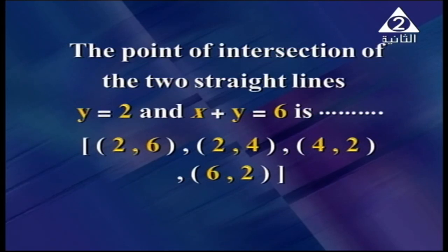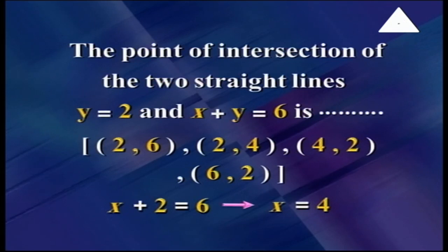At the very beginning, you notice that y equals 2. So by substituting, you are going to find that x plus 2 equals 6. In this case, we can find the value of x, yes, that's correct, it is 4. So our solution set, or the point of intersection of the two straight lines, will be (4, 2).